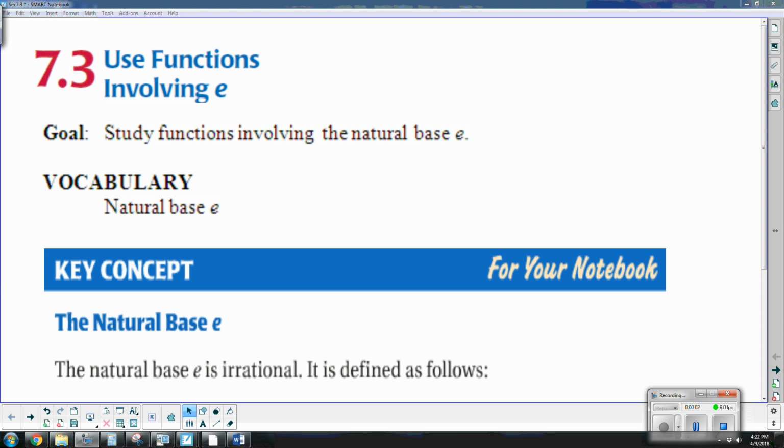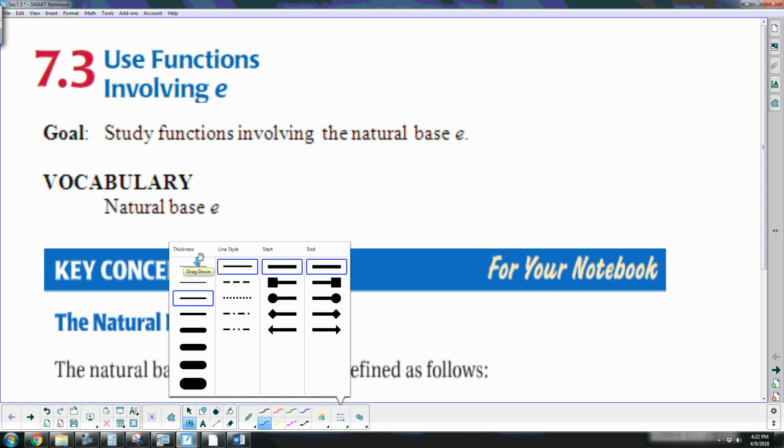Hi ladies, this is lesson 7.3, and in this lesson we're looking at functions involving e. Now this e is not a variable, it's a constant term. It's kind of like pi. So our first vocab term, natural base e. So this e is called Euler's number.